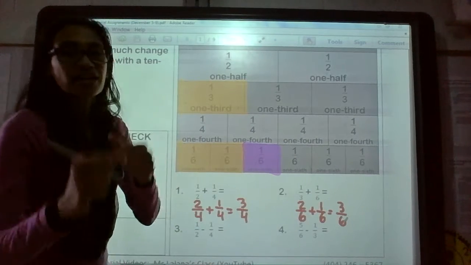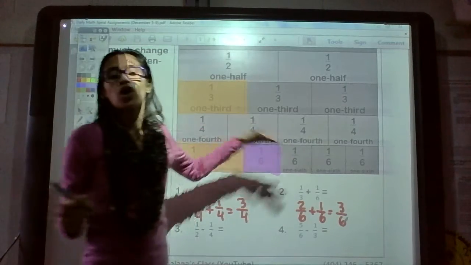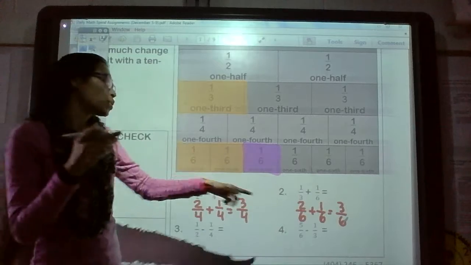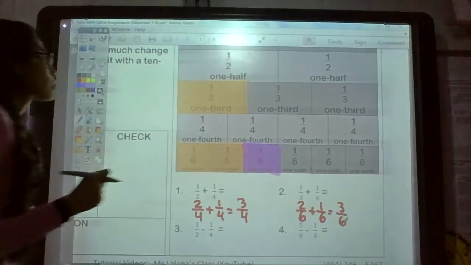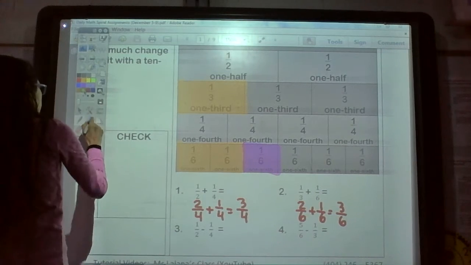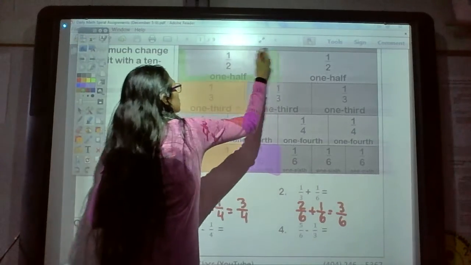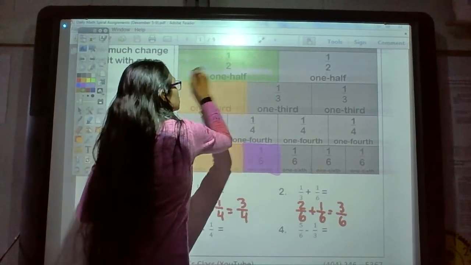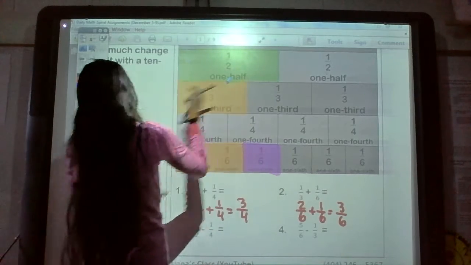Now here is a challenge question for you. Do you see anything else on your fraction bar that is equal to that 3/6? What do you see? What piece? Bam, right there, 1/2. Do you see that? Do you see how 3/6 is equal to 1/2?